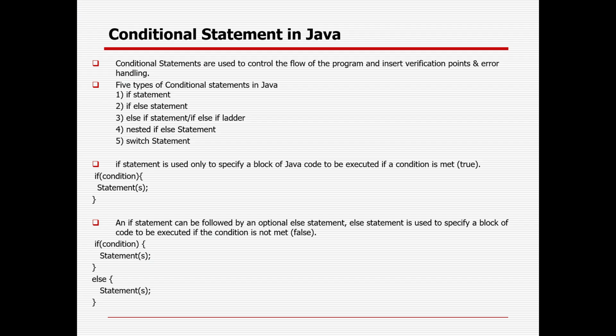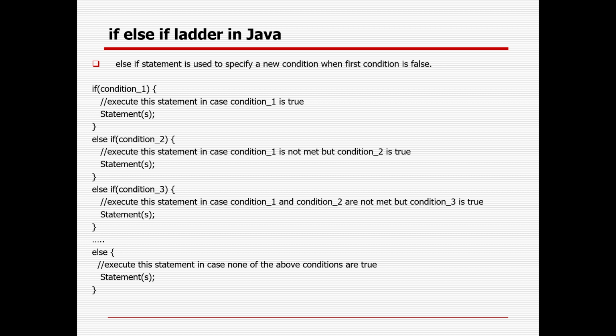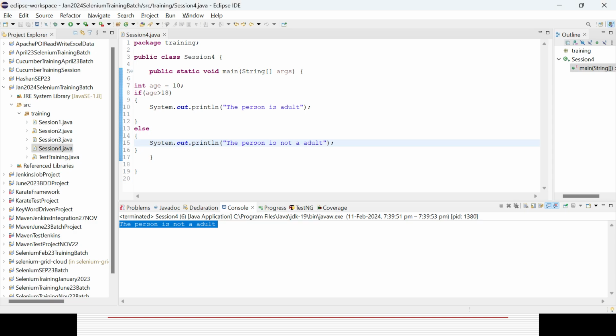But what is nested? Nested means something inside some area, some block of code, and something again inside some block of code. So within the if or within the else part, in case another if else is there, then I can call it nested if else. So how can we deal with the nested if else? I am giving a simple example.